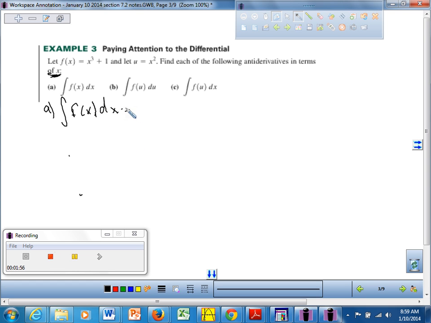And let's plug in what that is. That is the integral of what? X cubed plus 1. And this one we can easily do. It becomes x to the 4th over 4 plus x.